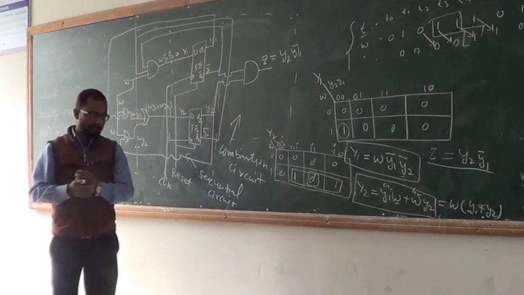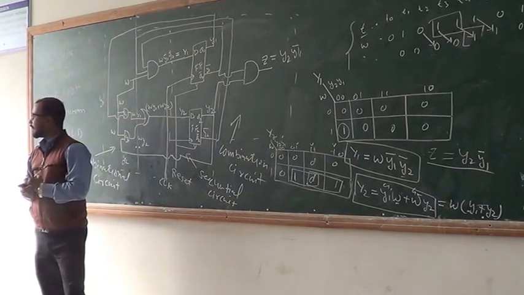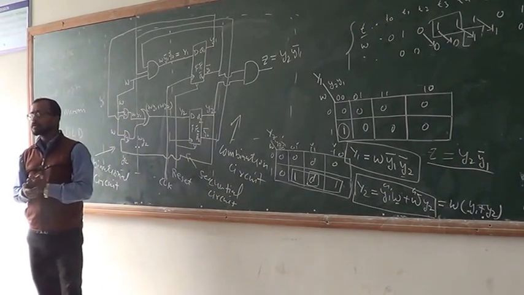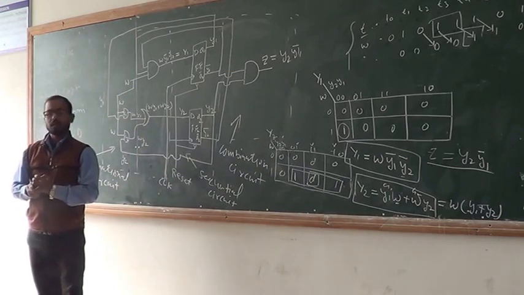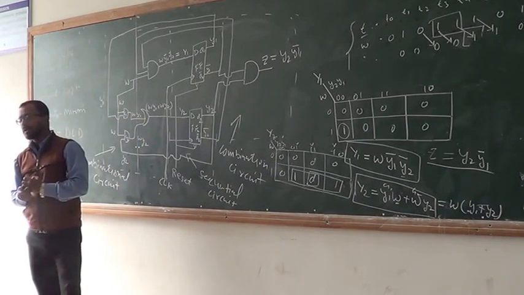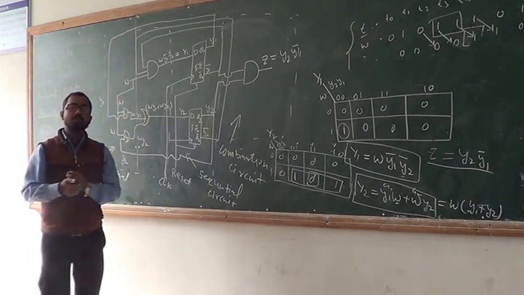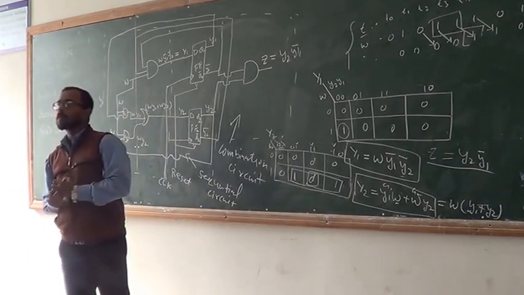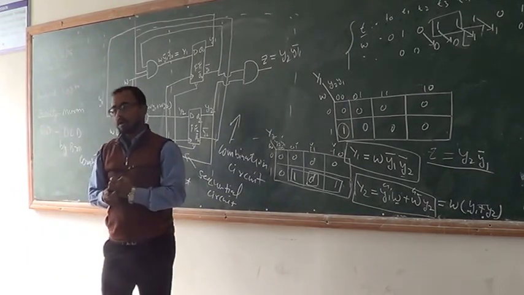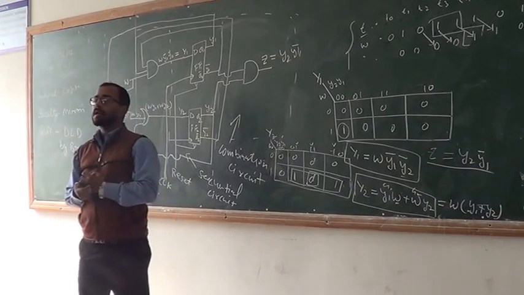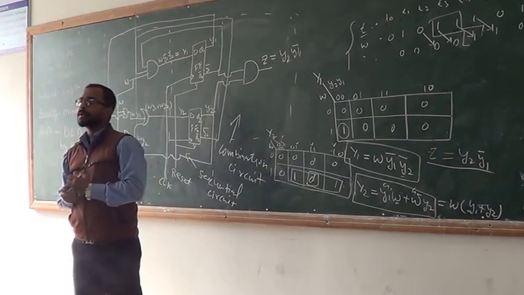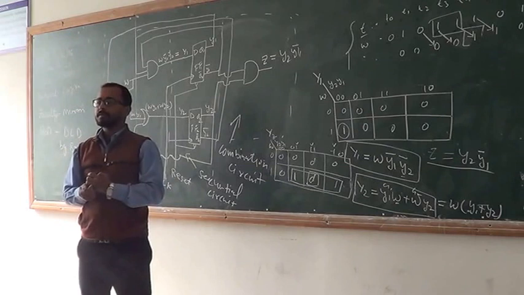The definition of the Moore machine is: those FSMs or machines whose output totally depends upon the state of the machine are called Moore type machines. And the Mealy definition is: those machines whose output depends upon inputs as well as state of the machine are called Mealy type machines.